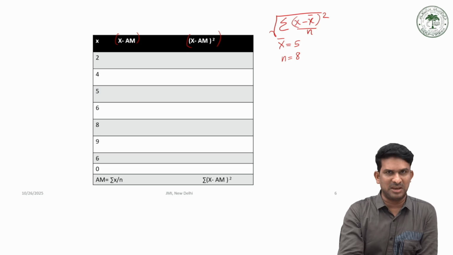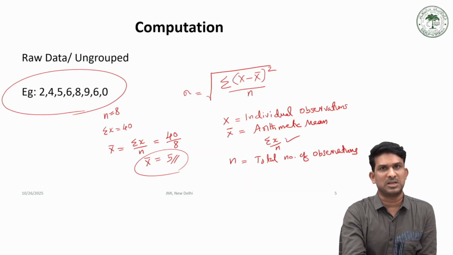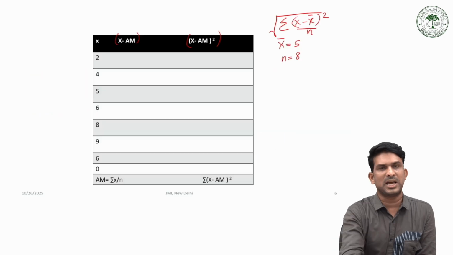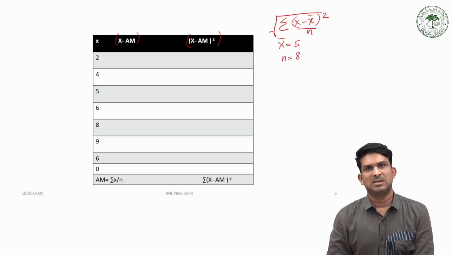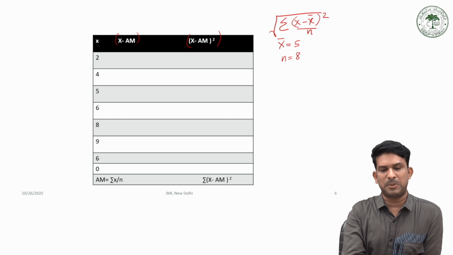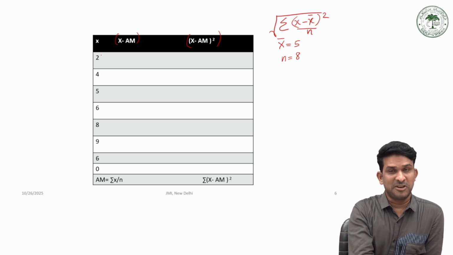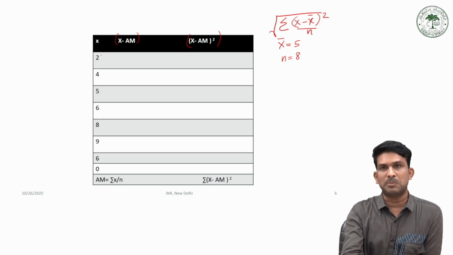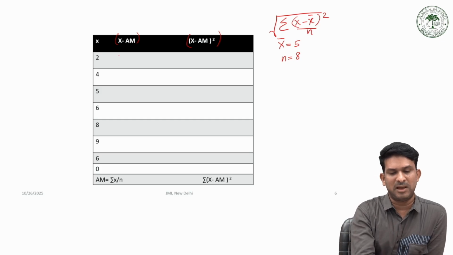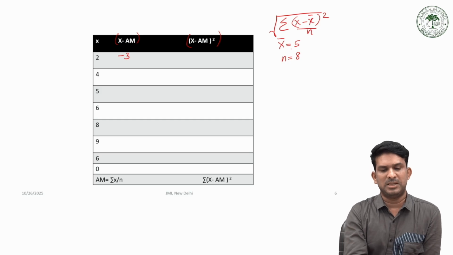First, x. We have arranged x. Each one of the observations is arranged as x one by one for better calculation. See, second is x minus x bar. You have the value of x bar, it is 5. What is x here? First x is 2. 2 minus 5. What is the value? Minus 3.